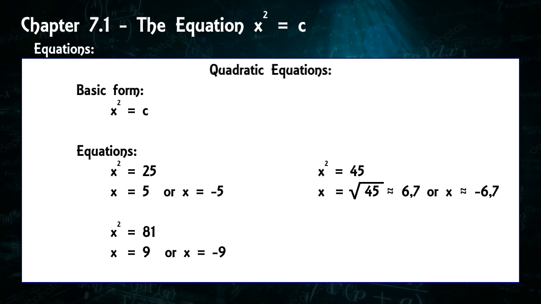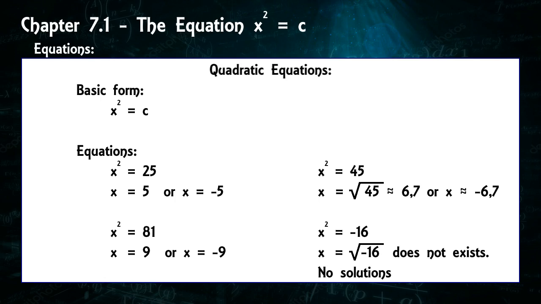However, it is possible for an equation to have zero solutions. Let me bring in the equation x squared is equal to minus 16. To solve this equation, I have to take the square root of minus 16, and that poses a problem, because I'm not allowed to take a square root of a negative number. That means our equation has no solutions.